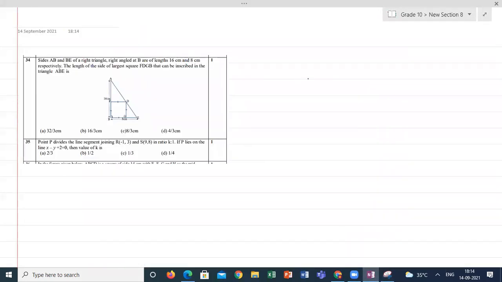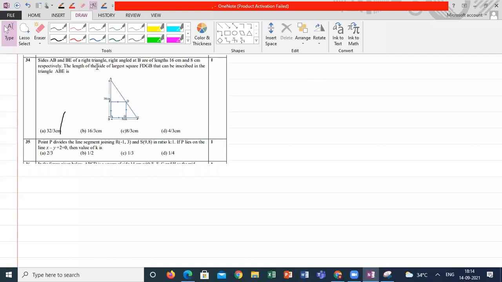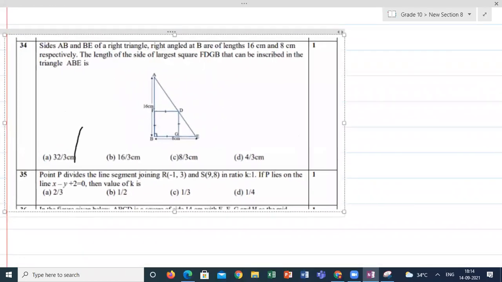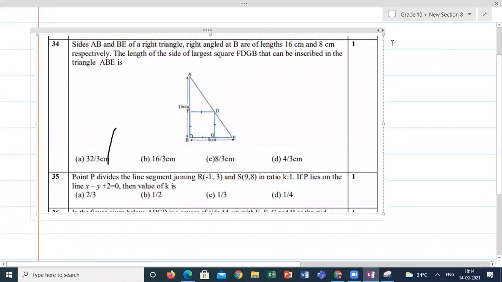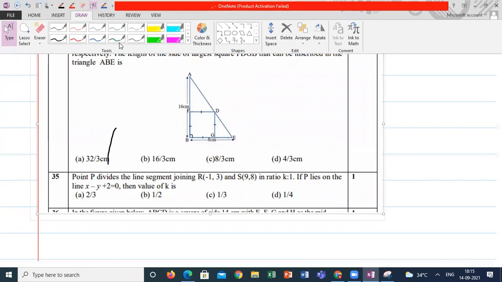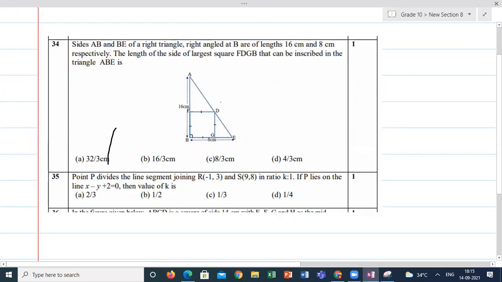Let me zoom this diagram to understand a little bit better. Sides AB and BC of a right triangle, right angle at B, are of length 16 centimeter and 8 centimeter. So AB is 16, BC is 8 centimeter. The length of the side of the largest square that can fit.